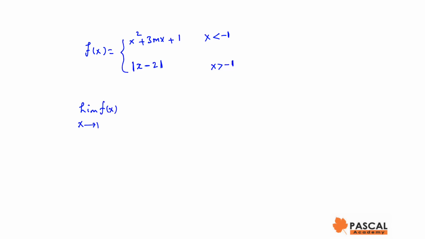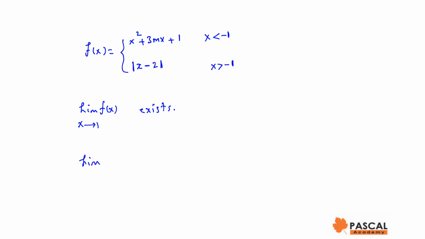Let's consider f of x equals x² plus 3mx plus 1 when x is less than negative 1, and when x is greater than negative 1, absolute value of x minus 2. For what values of m does limit of f of x as x approaches negative 1 exist?